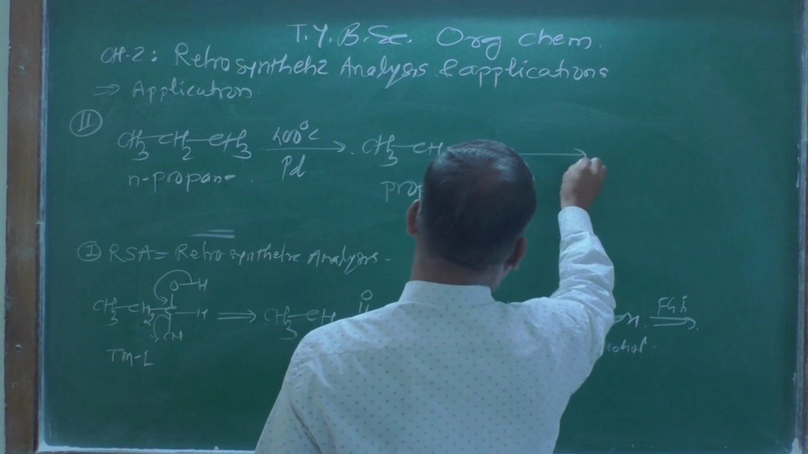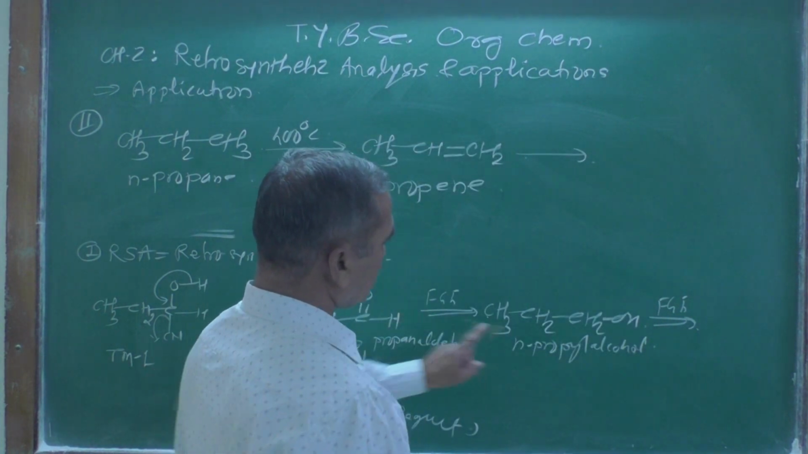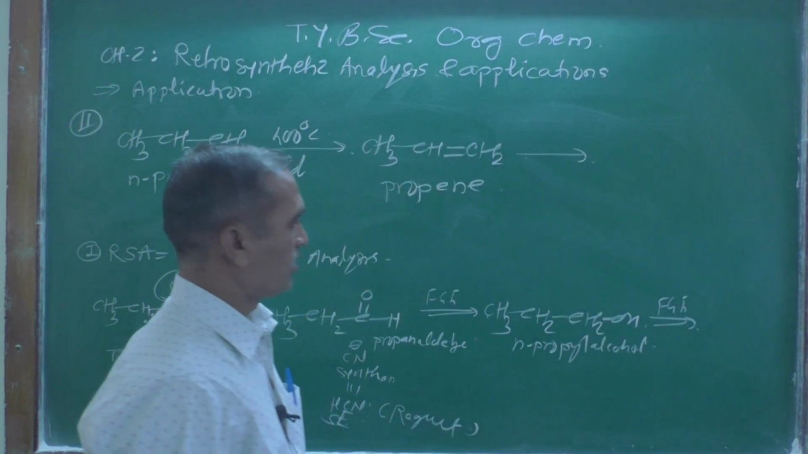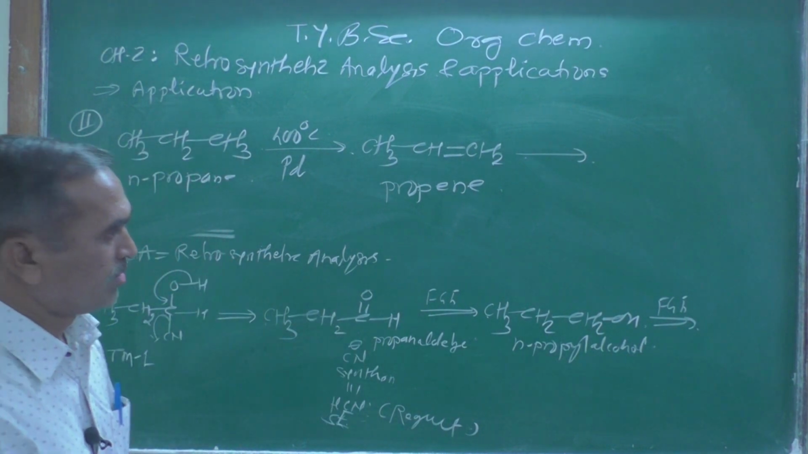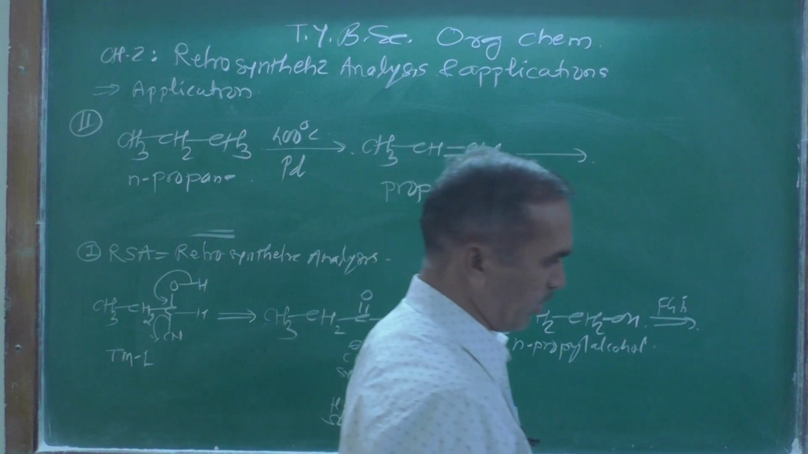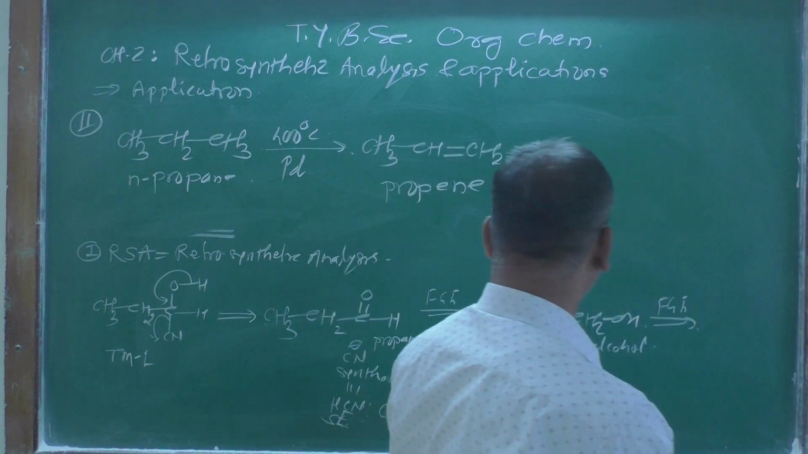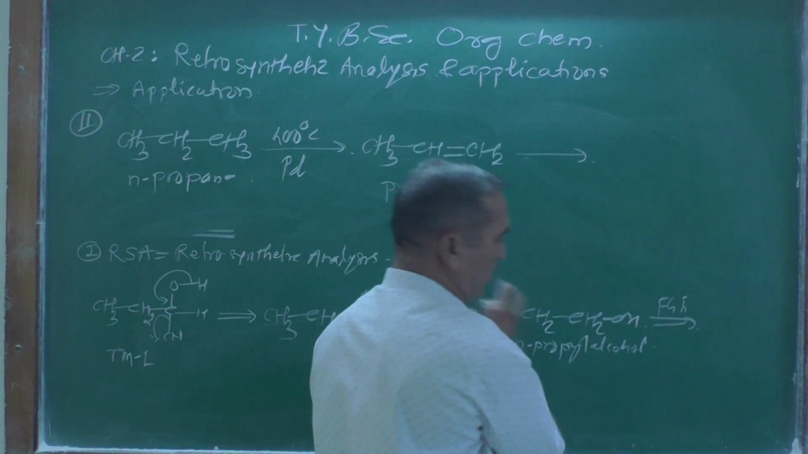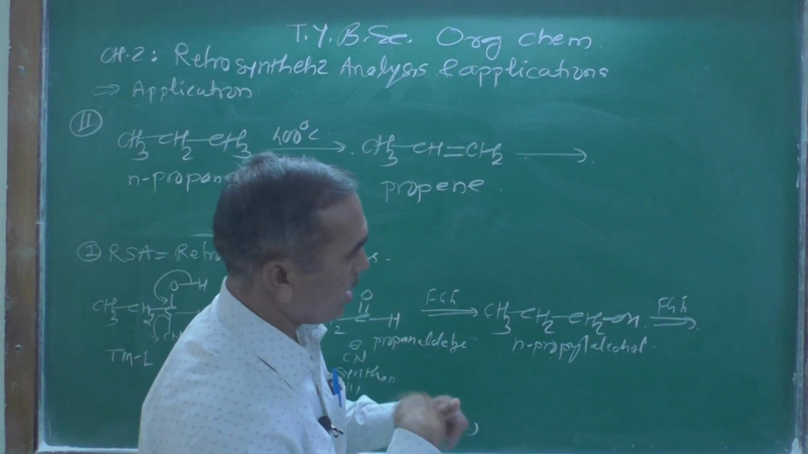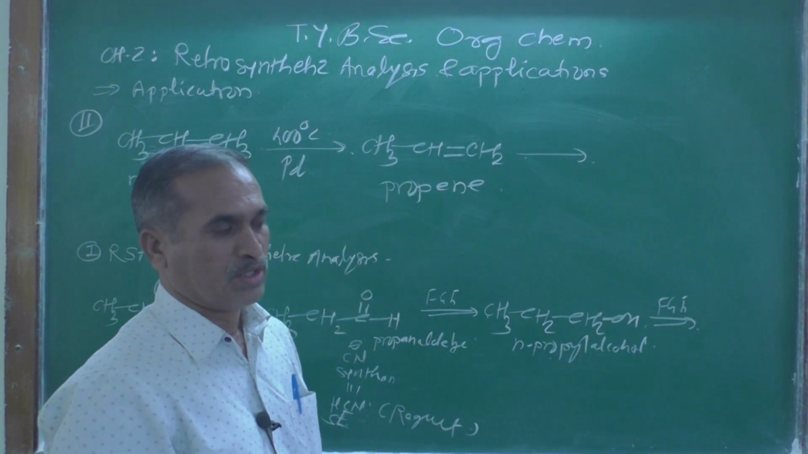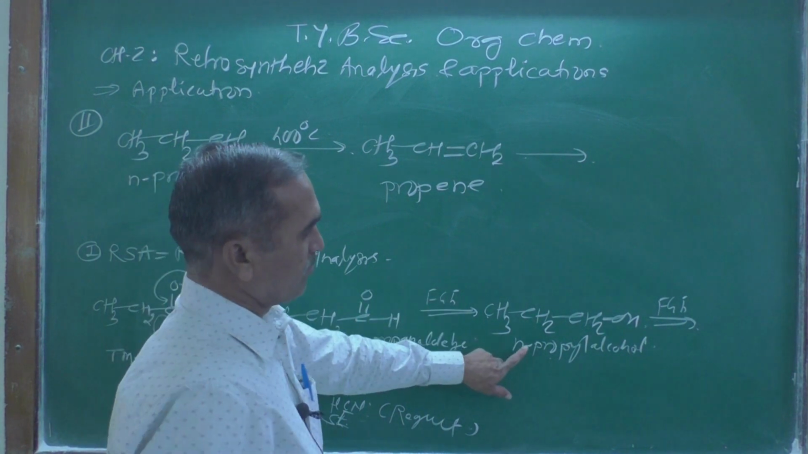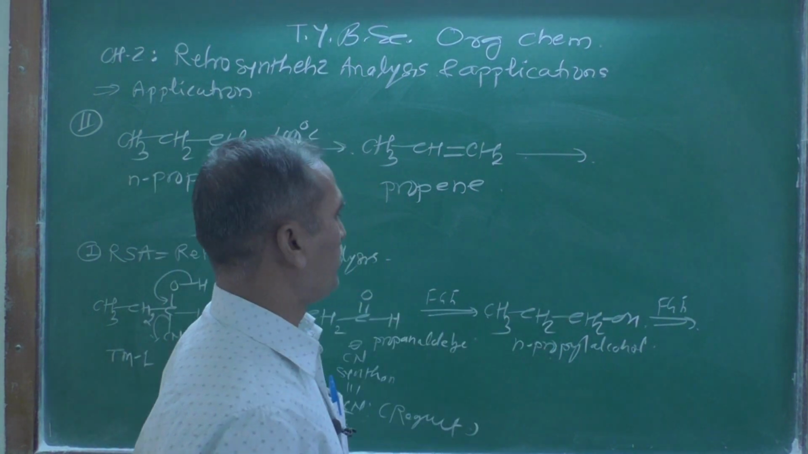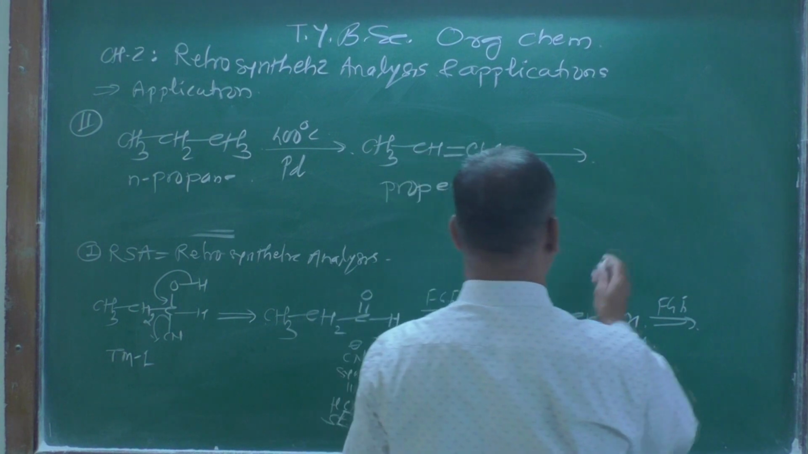After that, this is n-propanol, right? Now what will be the reagent you will use over here? We are going in reverse now. We are going backward, starting from the target molecule. So here is the reverse. Now tell me, how do you prepare this?